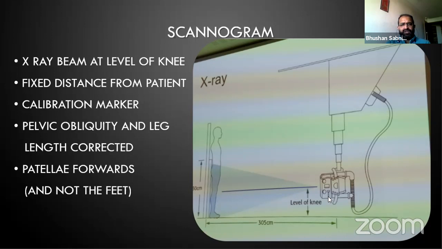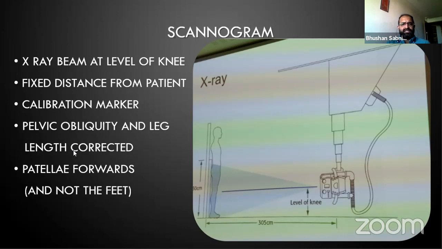And the most important, the key step is the patellae facing forward. So you should get the scanogram in such a way that you see the patellae as a central circle between the two condyles of the femur. So don't worry about the feet alignment. The feet can be in external rotation or internal rotation. That doesn't make a difference. Your alignment of the patellae is the key here.